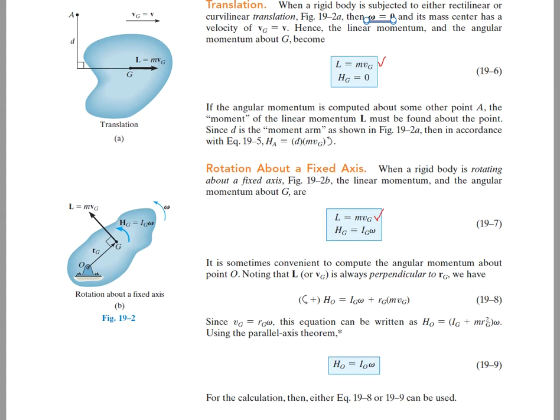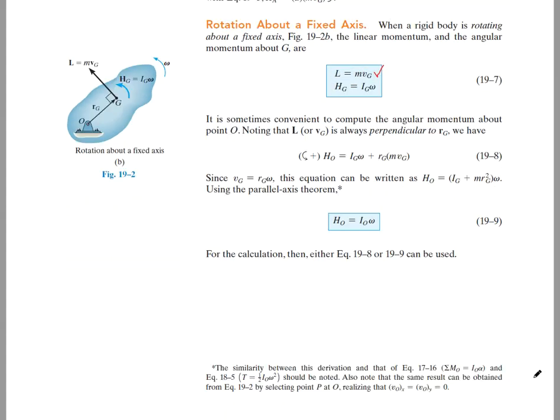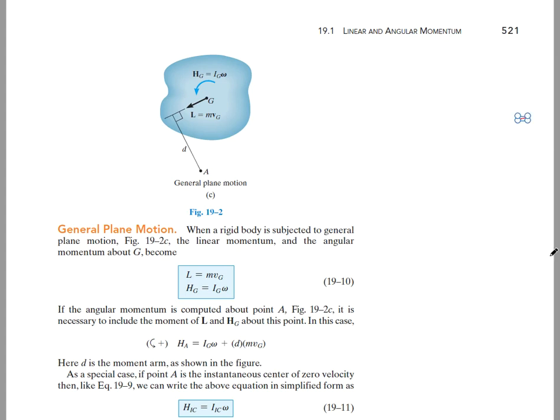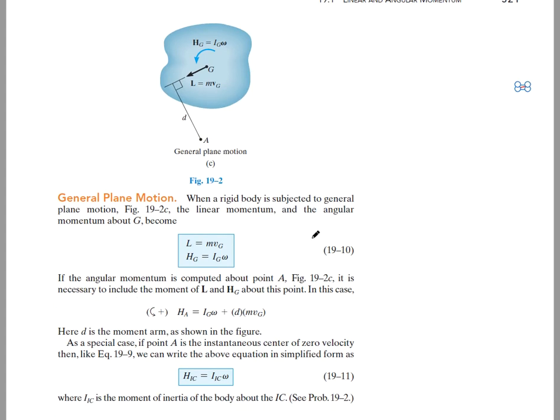And in the case of general planar motion, this is a construction that shows the body performing what could be seen as a combination of rotation and translation. The linear momentum equation is the same, unchanged, and then the angular momentum equation is the one that was derived earlier.